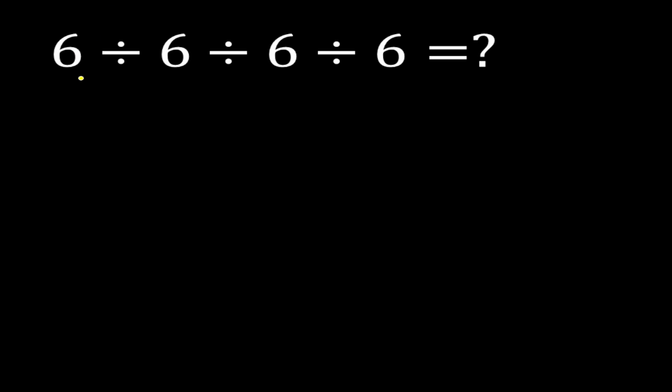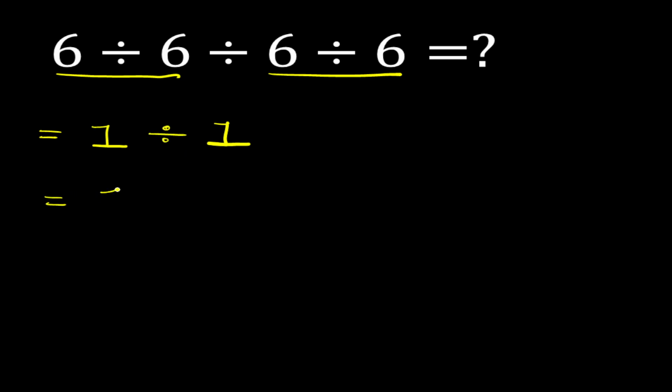So 6 divided by 6 is equal to 1. Then again 6 divided by 6 is equal to also 1. Now 1 divided by 1 is equal to 1. But this answer is not correct. This answer is completely wrong.